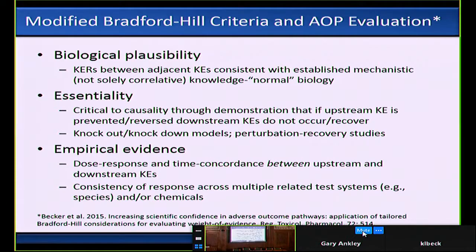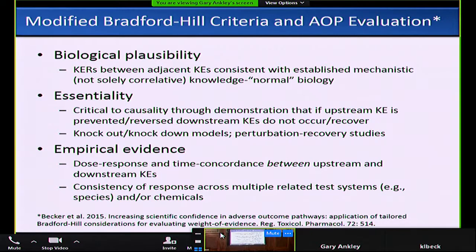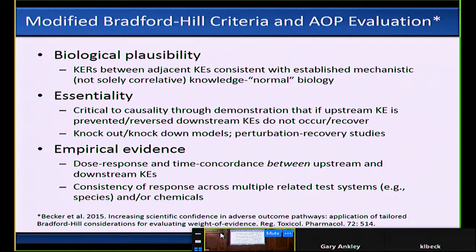In terms of using these modified Bradford Hill criteria, there are three that are essentially brought to bear, and you've probably heard variations on these already at the meeting, perhaps this morning. The most important is biological plausibility. Is the proposed pathway consistent with established knowledge of essentially normal biology? And this needs to be based on what we call mechanistic relationships and not just correlations.